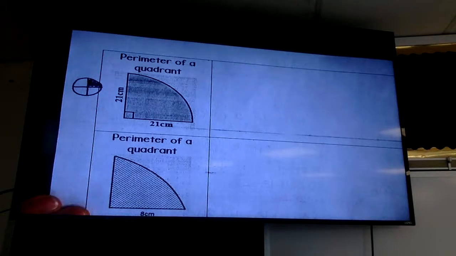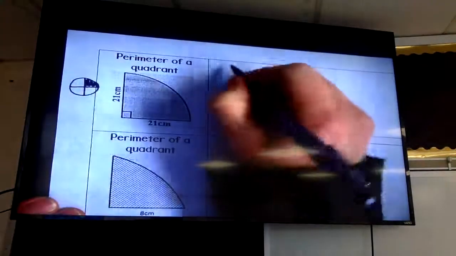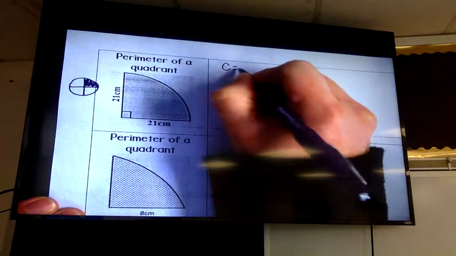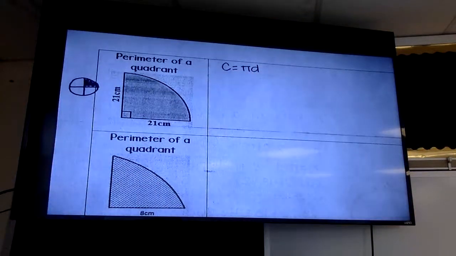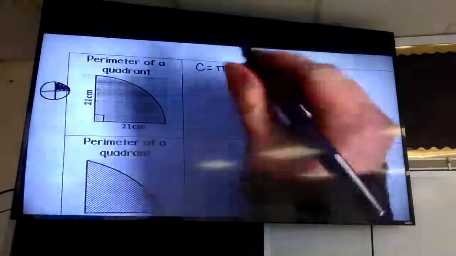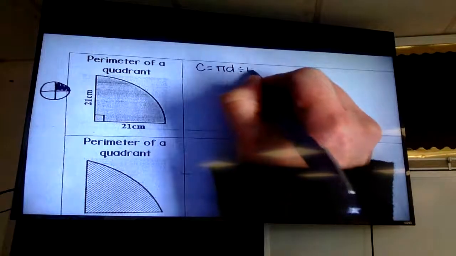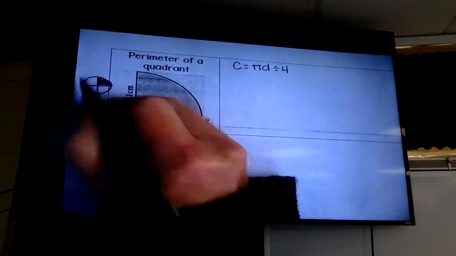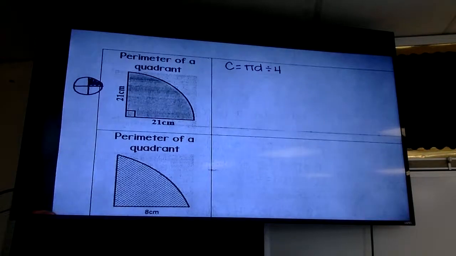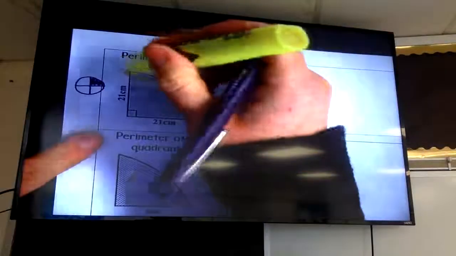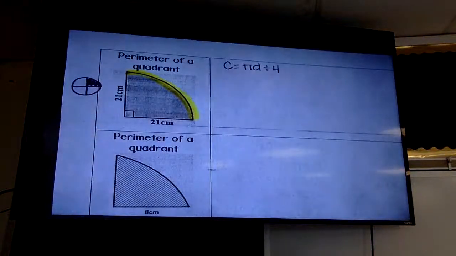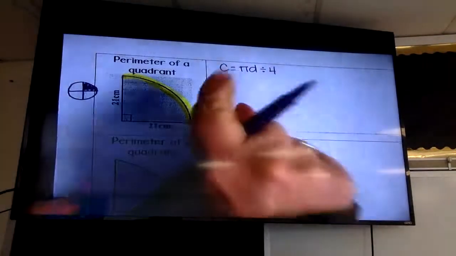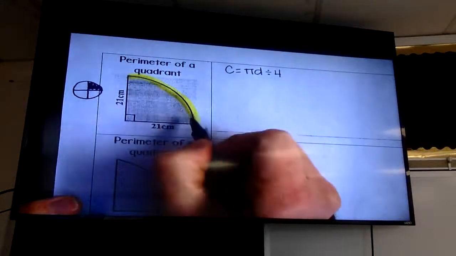Okay, so perimeter of a quadrant, we're going to start out with the formula of a circle, the circumference of a circle. We're going to say circumference equals pi times diameter. Now we're talking about 1/4 of a circle. So what do you think we're going to divide by this time? You're right, we're going to divide by 4 because it takes 4 quadrants to make one full circle. So I'm going to divide by 4. When I do that, it's going to give me this arc piece that I just highlighted. That's what this formula will give me. It gives me this arc. We call it an arc.